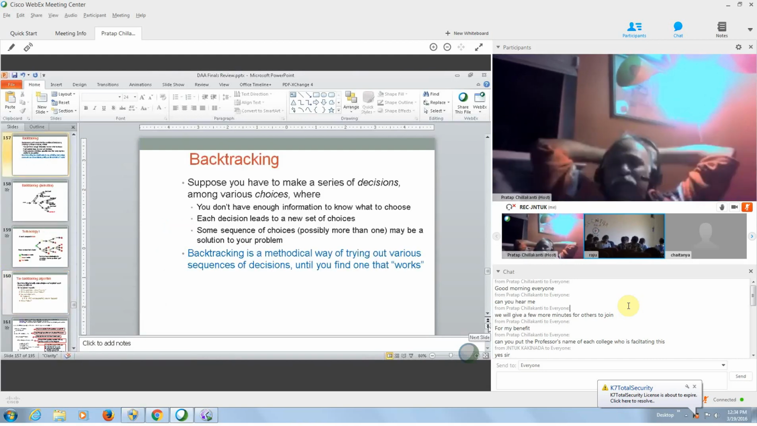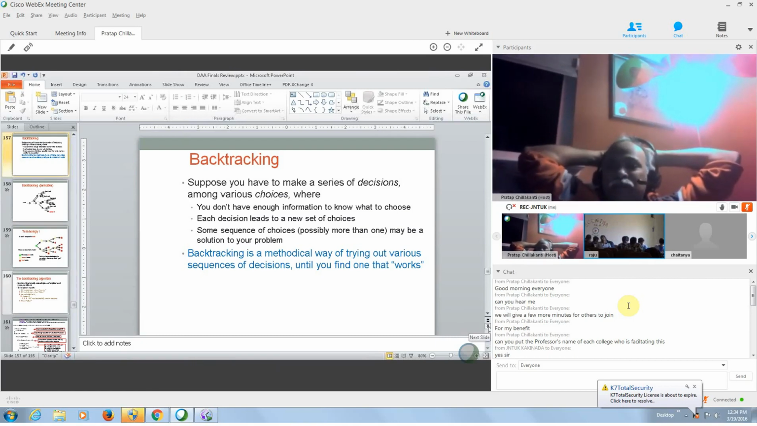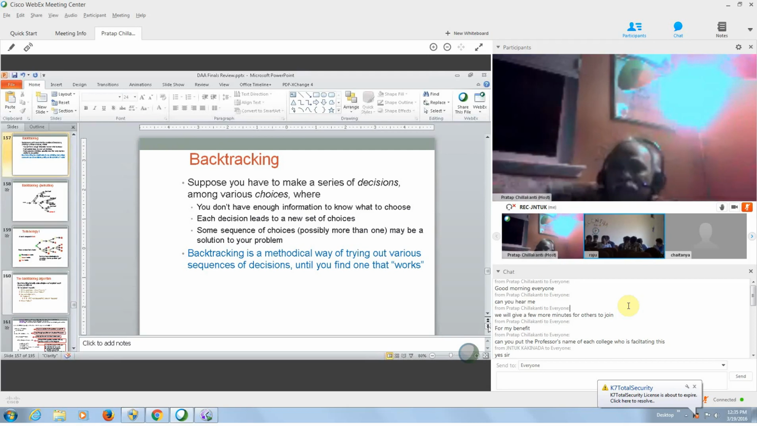So what is the essence of backtracking? You're trying out various sequences or decisions until you find the one that works. Initially you don't have all the data with you, so you keep moving forward. When you reach a dead end, you backtrack to the earlier node. Then you try another branch, and then you continue to go. If you reach the solution, great. If you don't, you reach a dead end.